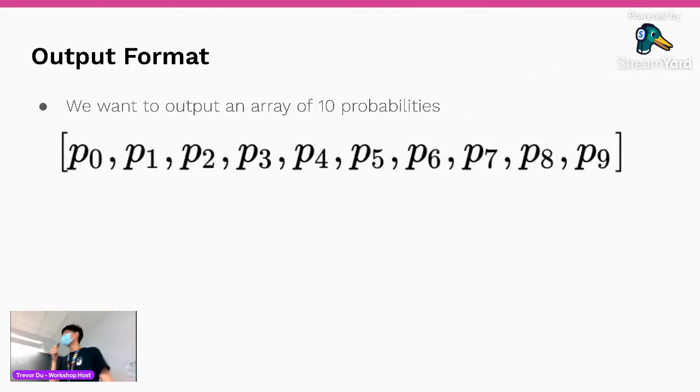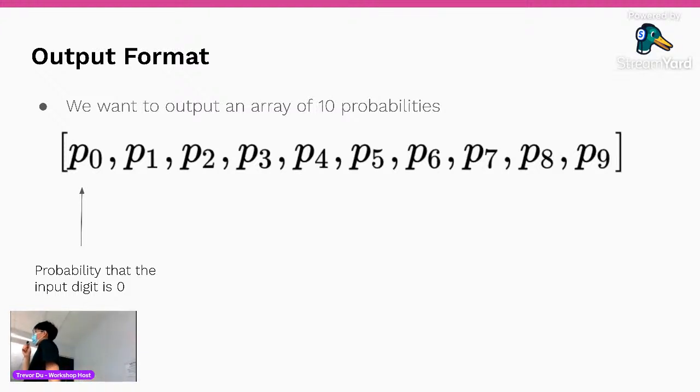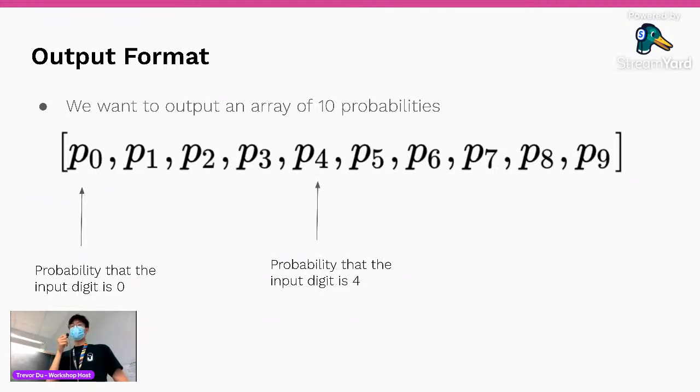And our output format: our task is called a multi-class classification task, which means that we want to output an array of 10 probabilities. Each probability is just how likely the neural network thinks that this is the right number. For example, P0 is the probability that the input digit is 0, and P4 is the probability that the input digit is 4. This is what the neural network thinks, so it might not be right. The neural network might be completely wrong and think that, let's say, a 5 is actually a 9.